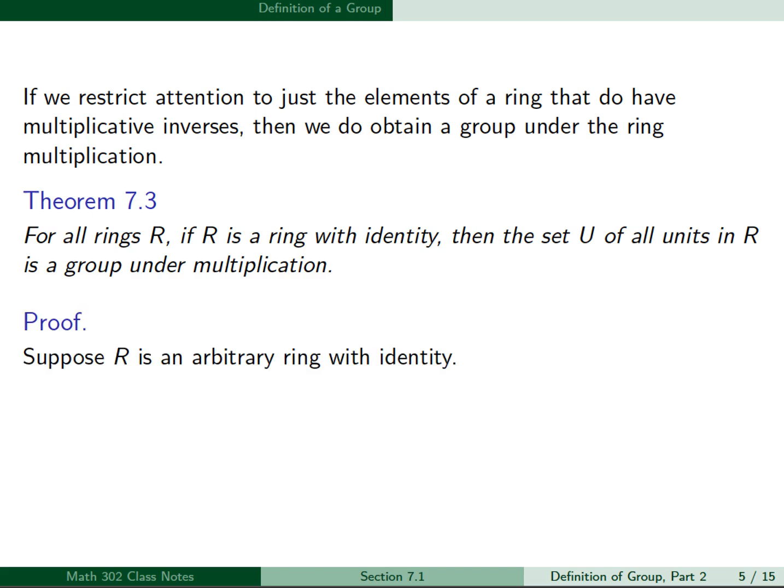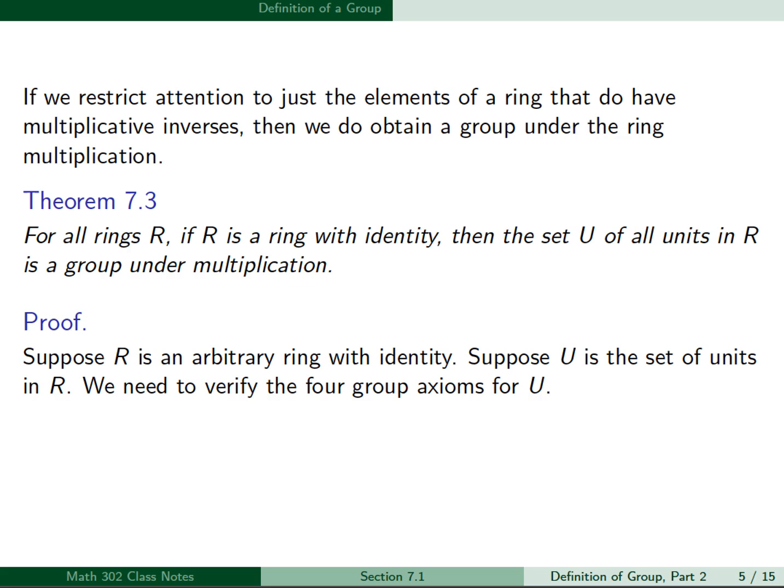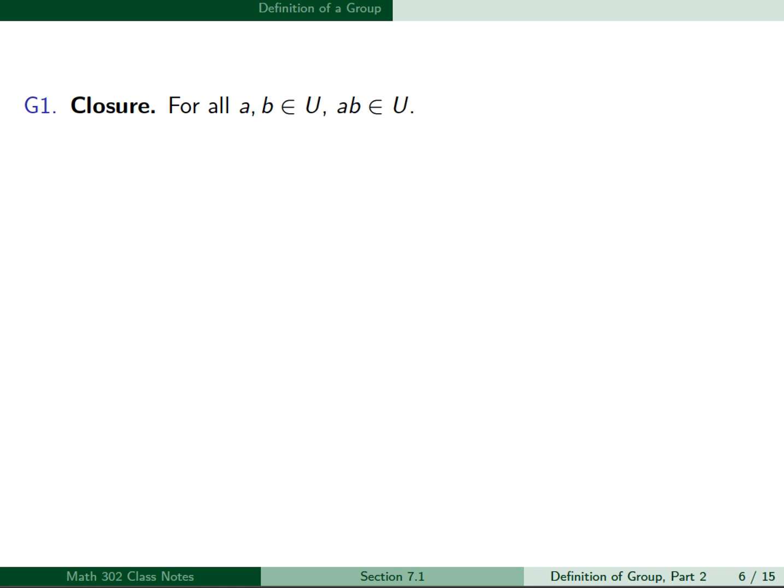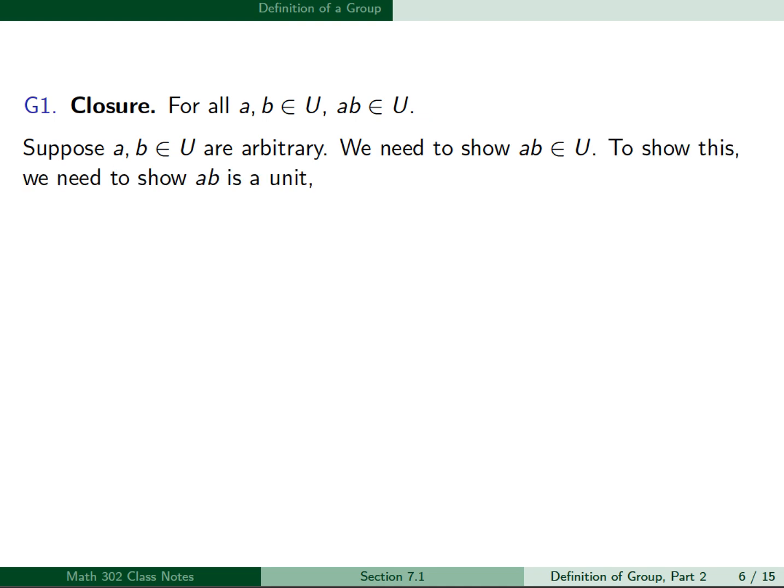To prove this, suppose R is an arbitrary ring with identity, and suppose U is the set of units in R. Remember now, the units are the elements in R that have multiplicative inverses. We need to verify the 4 group axioms for the set U. So first is closure. For all A, B in U, A times B is in U. So if we suppose that A and B in U are arbitrary, we need to show that A times B is in U. To show this, we need to show that AB is a unit. That is, AB has a multiplicative inverse.